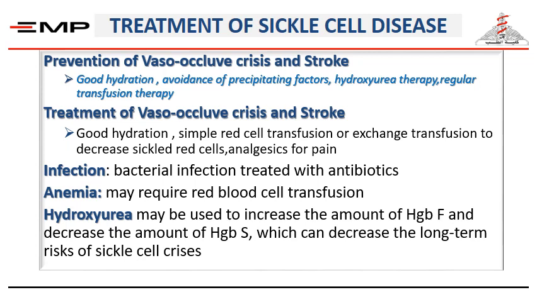Hydroxyurea is a drug which is given. It increases the amount of fetal hemoglobin, and this results in a decrease in the hemoglobin S amount, and this is proved to result in a decrease in the long-term risks of sickle cell crisis.